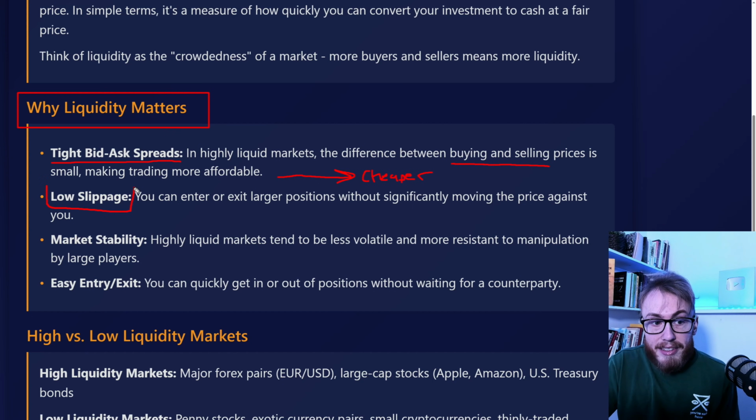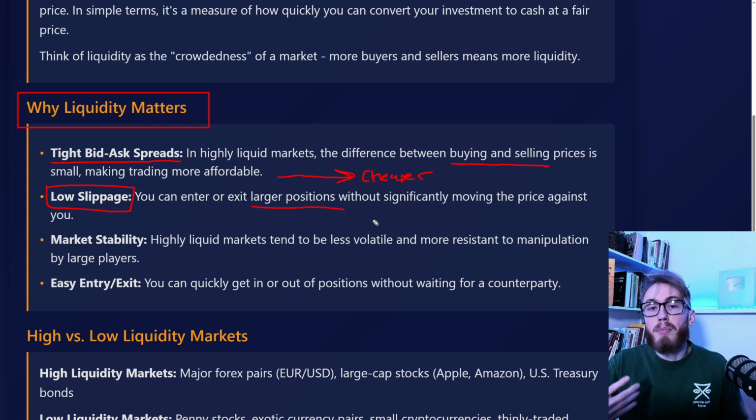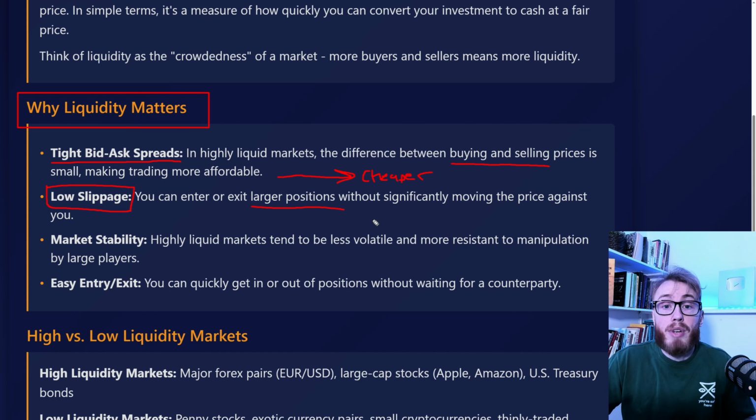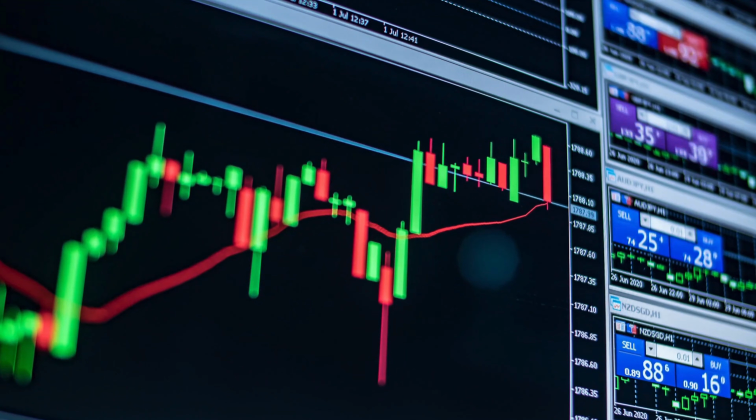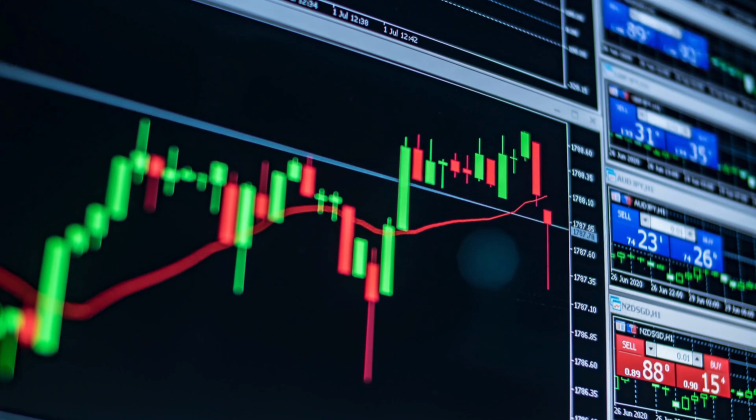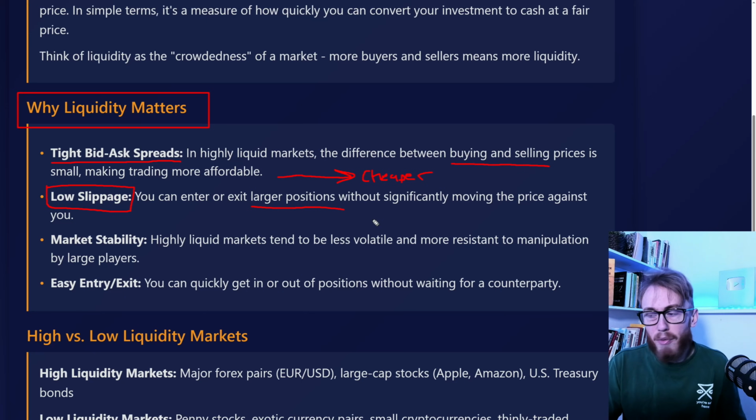Another very key thing is low slippage. So you can enter and exit larger positions without moving the price. So for example, if some of you guys watching are very large traders, you know that if you are trading a small stock or small, for example, altcoin, you yourself can actually move the price a lot. And that is something we preferably want to avoid.